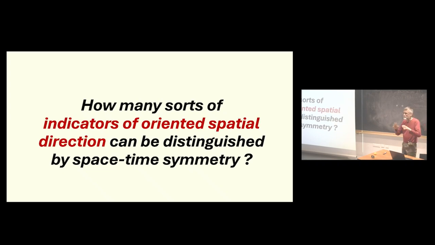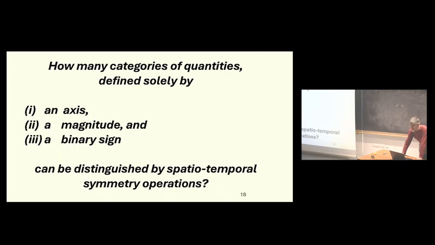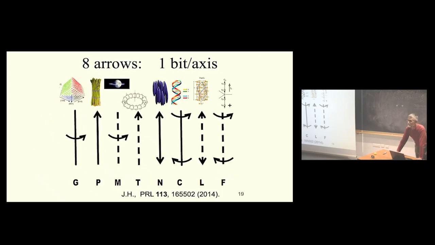You can define it a little bit better. How many sorts of indicators of oriented spatial directions can be distinguished by space-time symmetry? Or maybe, how many categories of quantities in physics, defined only by axis, magnitude, and a binary sign which has some geometric origin, can be distinguished by spatio-temporal symmetry operations? And which of you knows the answer? Well, thanks. There are 8 of them.